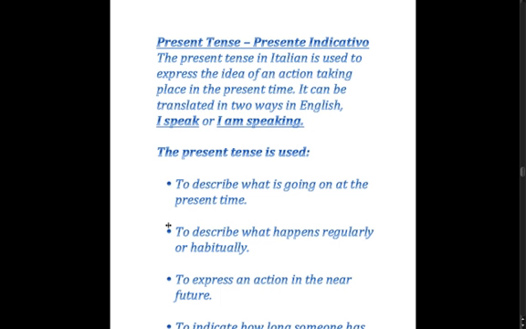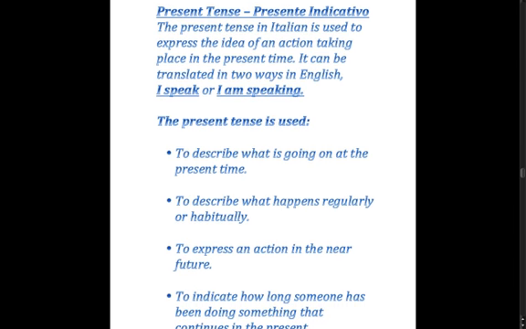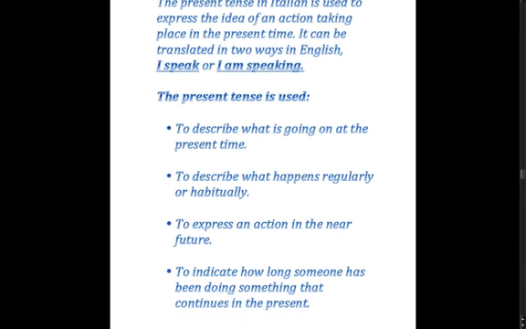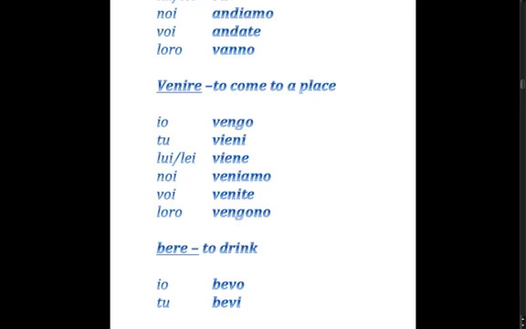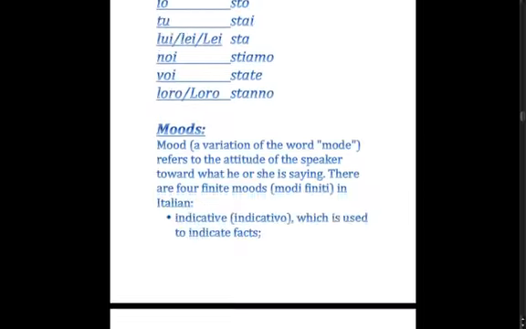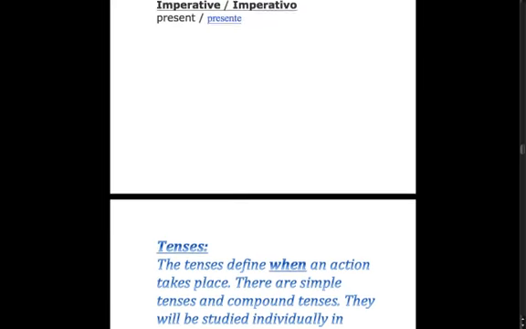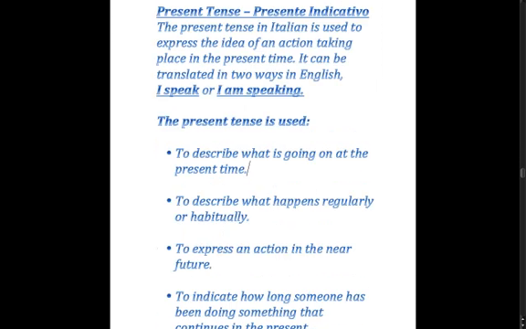So these are some different ways of using the present tense. The first one is to describe what is going on at the present time. When we need to use the present tense, we use the common present tense conjugations of the verbs that we have looked at previously. Okay, so to describe what is going on at the present time.